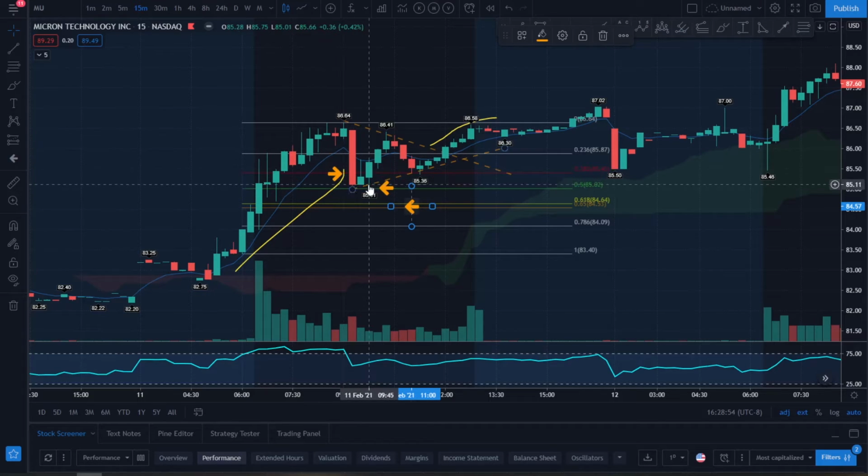And also, as it goes up, you can always be taking profit around this range instead of waiting for it to come back down and break out into a bull flag.